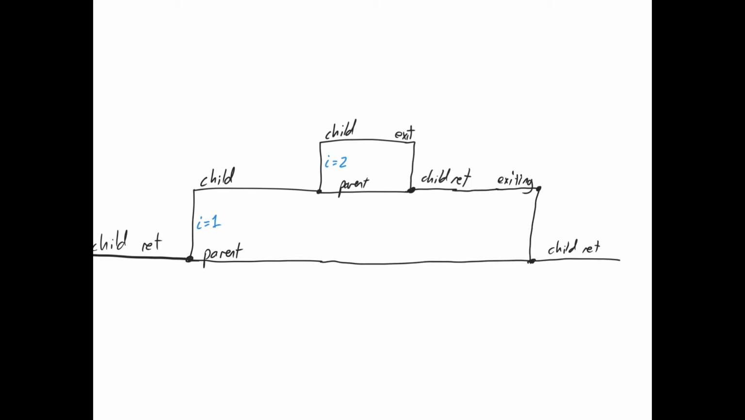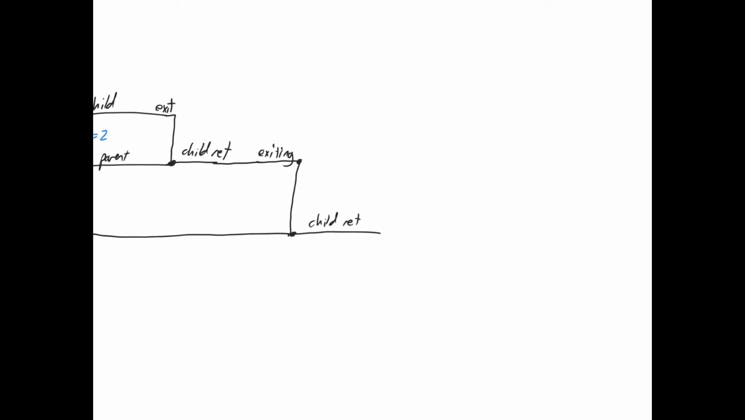But it still has a value of I equals 1, and so when it continues executing from here, it'll go back to the top of the loop, enter the loop again with I equals 2, and call fork one more time. It'll print that it's the parent process, and then it will wait while the child process prints that it's the child. The child process has I equals 2, so it's done looping and will exit.